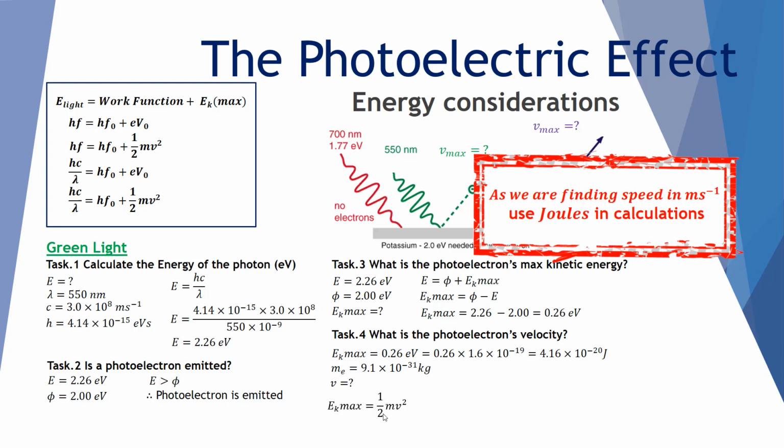So our EK max is half mv squared. Sub our values in, and we find the velocity of this particular photoelectron being stimulated by the green photon of 550 nanometers is 3 by 10 to the 5 meters per second.